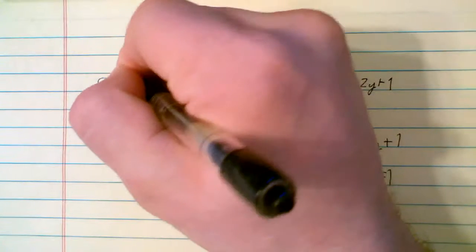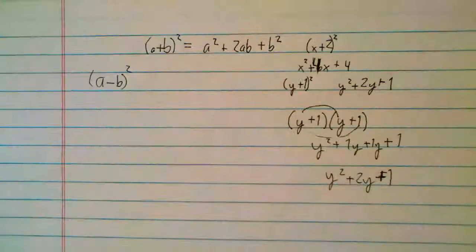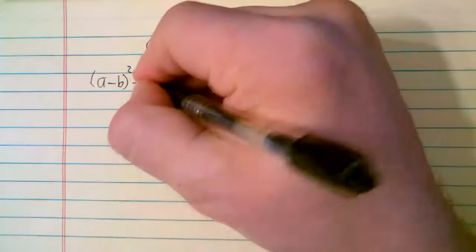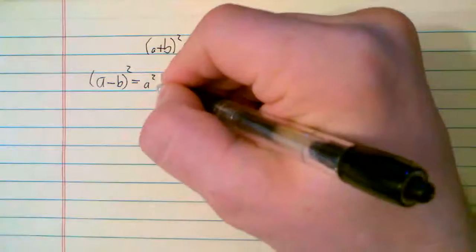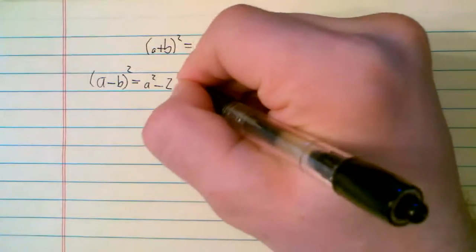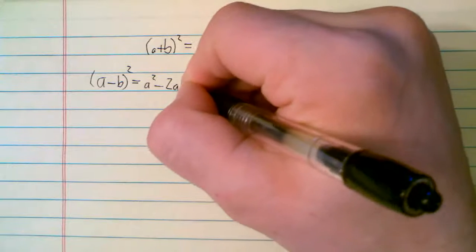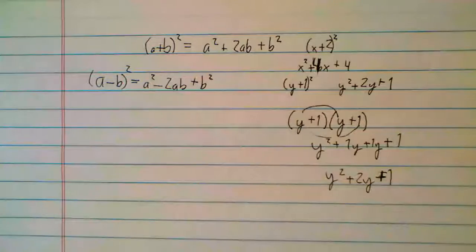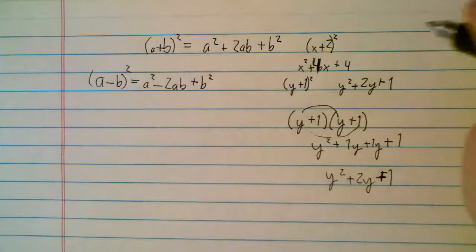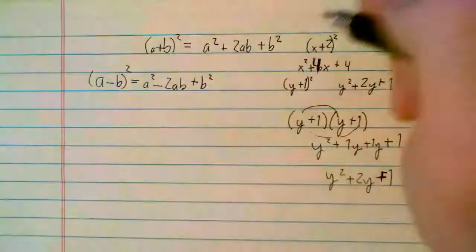Now what happens if instead of addition we have subtraction? So a minus b squared. What do we do there? So that will be equal to a squared, just like the last one, minus 2 times ab plus b squared. And there's a reason for this that we'll go over in a later video.